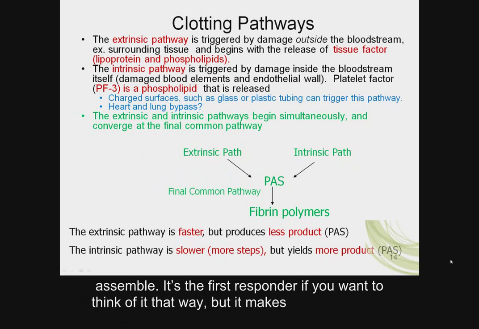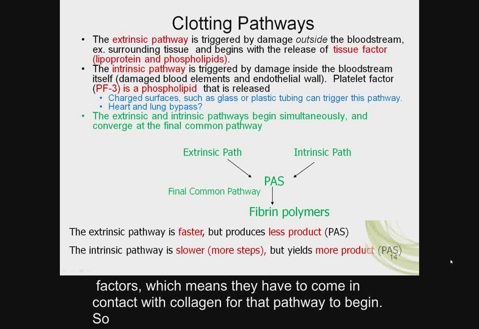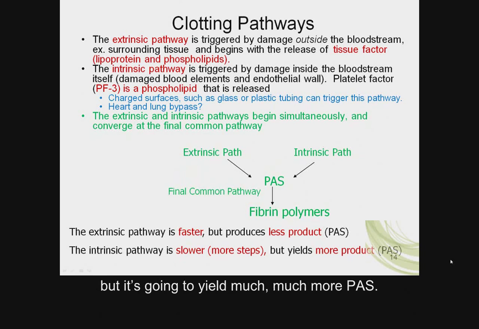The intrinsic pathway begins with factors 12 and 11, and they are contact factors, which means they have to come in contact with collagen for that pathway to begin. Or, side note, you need release of platelet factor 3. So the intrinsic pathway may be slower because of a lot more clotting factors that need to assemble, but it's going to yield much, much more PAS.